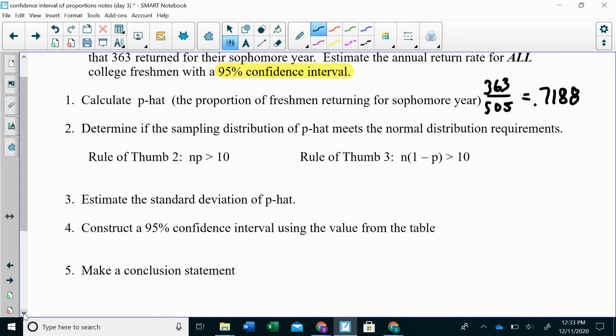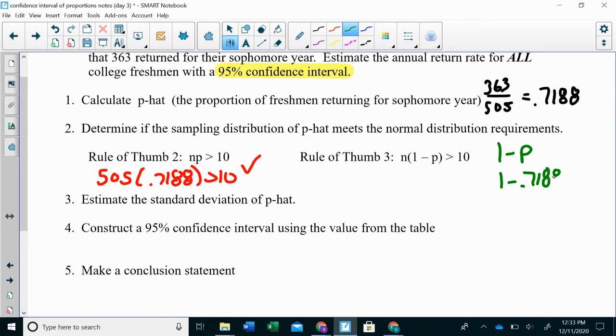So our rule of thumb, number one, our N was the 505 students. Our P, 0.7188. Is that truly greater than 10? Again, yes, it is. 1 minus P. And I need to apply that to 1 minus P. 1 minus 0.7188 is going to equal what? 0.2812.